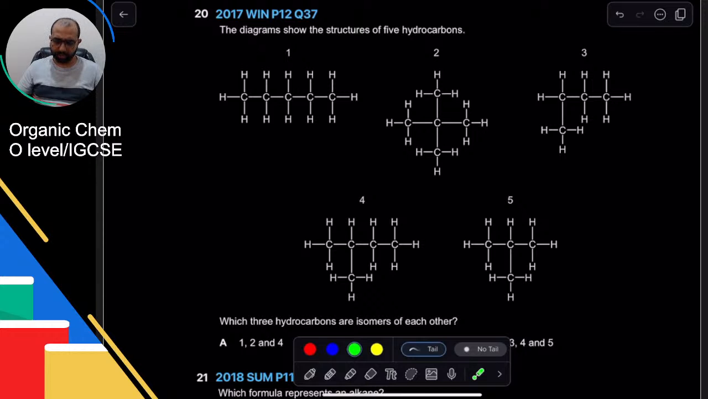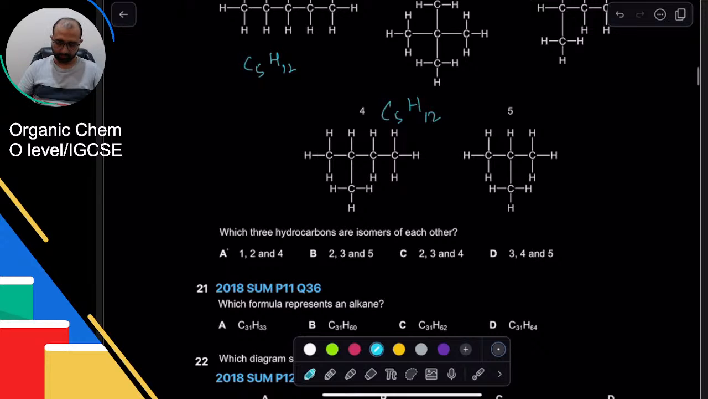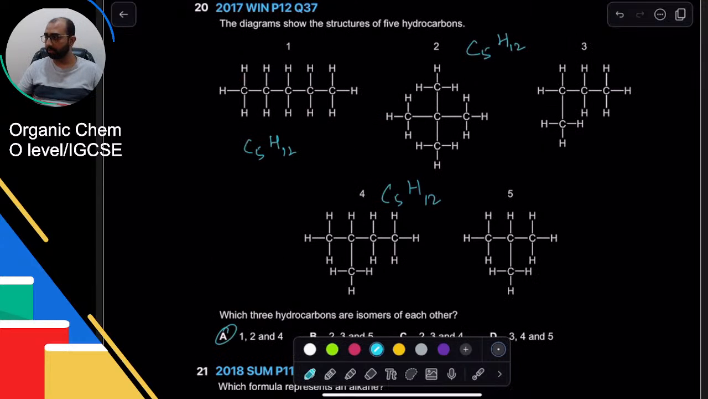Second thing, we check whether the molecular formula is the same. This is C5H12. This one is C5H12. Yes, and C5H12. So yep, 1, 2, and 4 are isomers of each other. And by the way, 3 and 5 are also isomers of each other, but they asked us for 3.